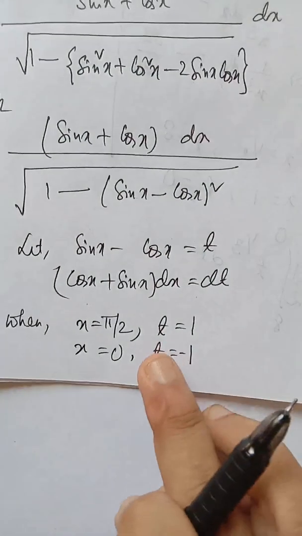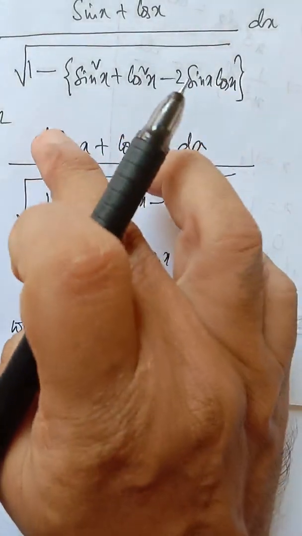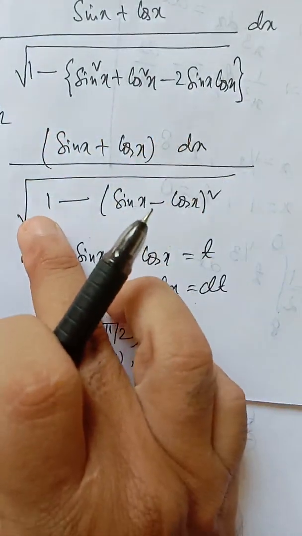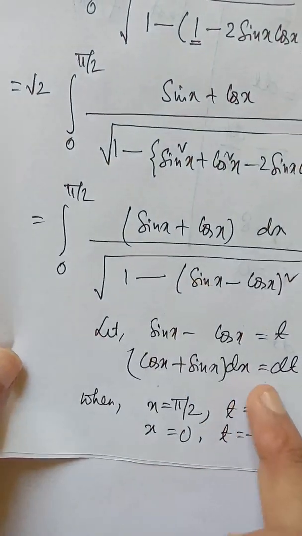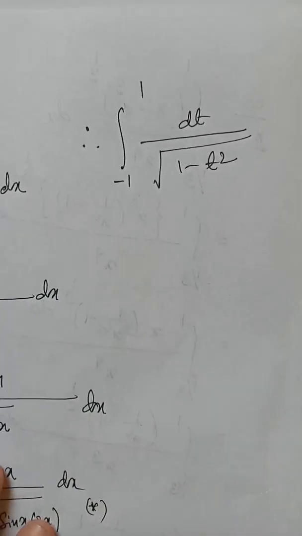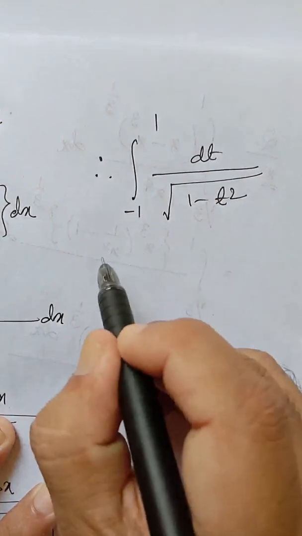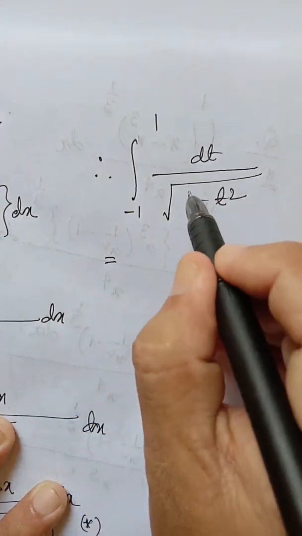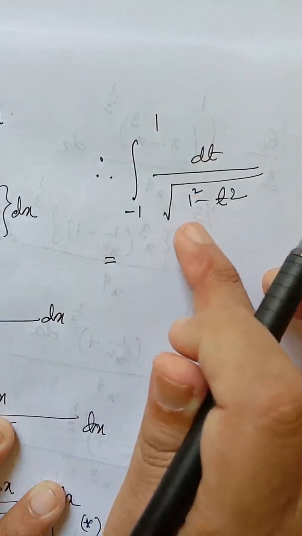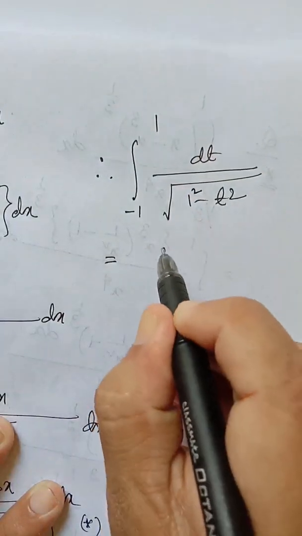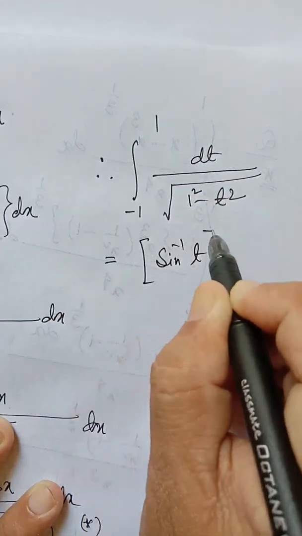Now this particular integral, you can see sin x plus cos x dx is dt. This is our dt. This is root over 1 minus t square, and the limit changes from minus 1 to plus 1. So this integral becomes this after substitution. Now this is of the form dx by root over a square minus x square. Integration of this is sin inverse of t.